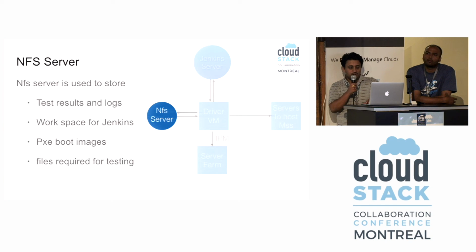And we are using an NFS server to store the test results and logs, as well as for the workspace for Jenkins, because whenever you create jobs, it creates a new directory in the workspace, and it requires quite a lot of space. So we are using an NFS server. We create directories on top of it and mount them at specific locations inside the driver VM, and also all the PXE boot images required by the Cobbler VM are on this NFS server.